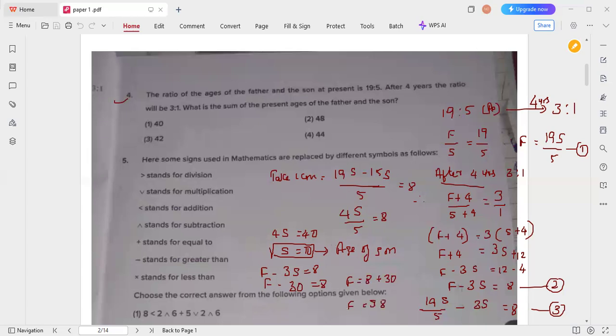38. So the sum of the present ages of the father and son: father's age is 38 and son's age is 10. So the answer is 48. Option 2, 48, is the correct answer. So the second option is correct for this fourth question. Now move on to the next question.